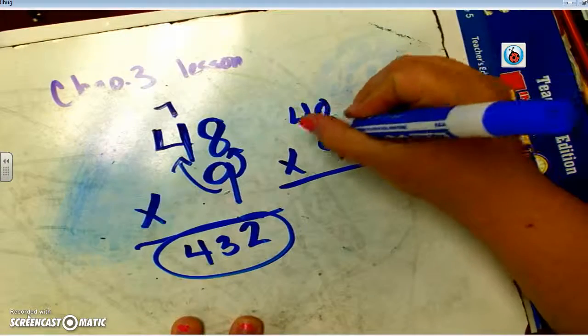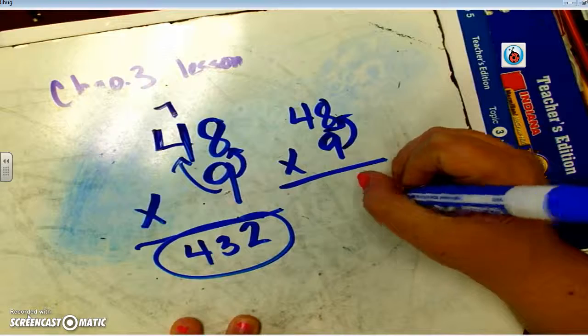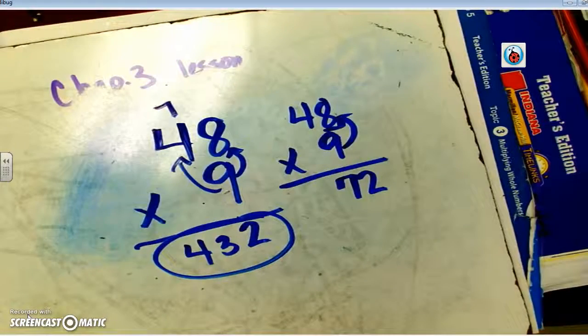Okay, he's telling me there's an 8 in the ones place, so I'm going to take 9 times 8. And what is 9 times 8? 72. Okay, can you tell me where to go from there?